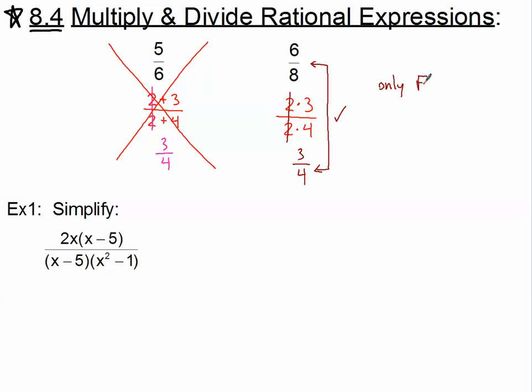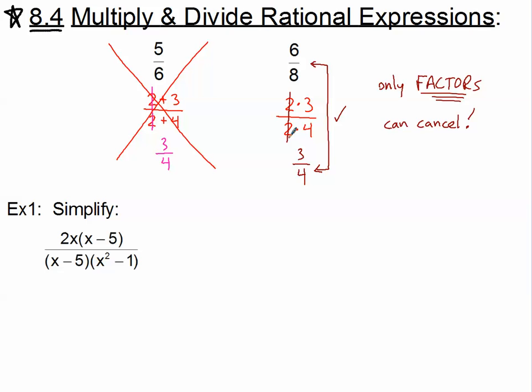Only factors can cancel. Factors are things that multiply to another thing. Factors are things that multiply. These are not things that multiply. These are called addends. They're things that add to other things. And you cannot cancel out addends. You can only cancel out factors. So that's the name of this chapter, really. Only factors can cancel away.